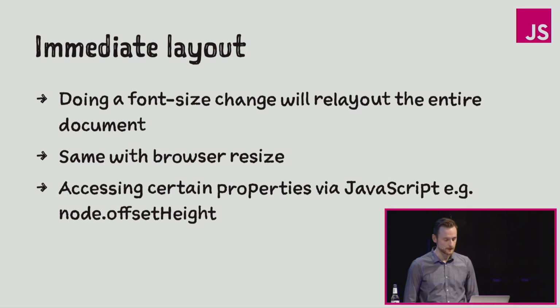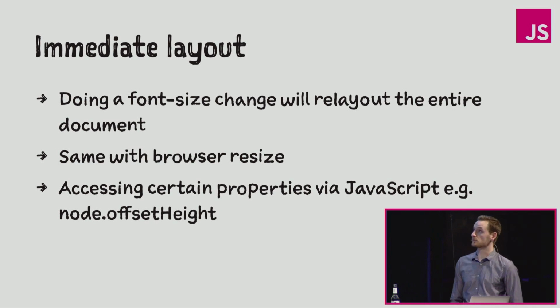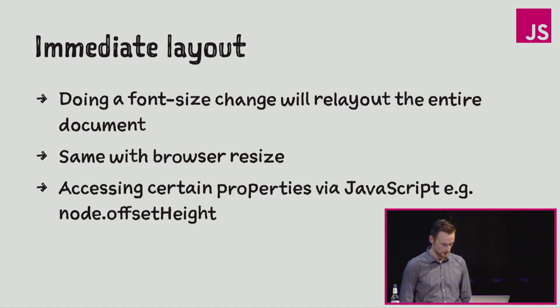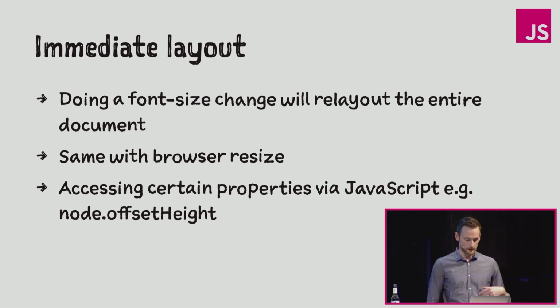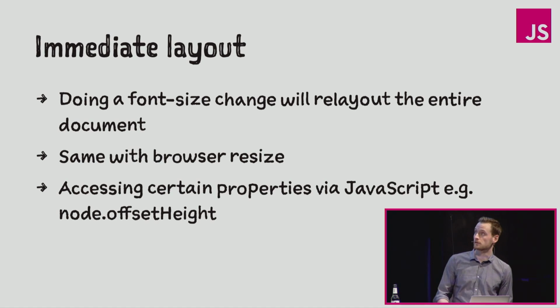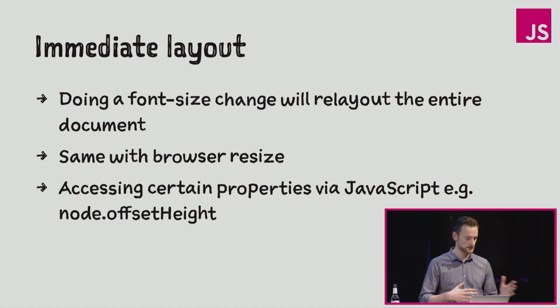However, there is also immediate layout. So in certain situations where it needs to lay out the entire document, for example, if you change the font size, so if you have a fallback font and then a font face comes in, and obviously the height of the font might change slightly, that'll actually cause a whole layout of the page because it needs to figure out where everything sits again because it shifts down. That'll also happen when you resize the browser and also when you access certain JavaScript properties like node offset height. So if you want to get the height of an element, it needs to actually lay out to give you the proper value.